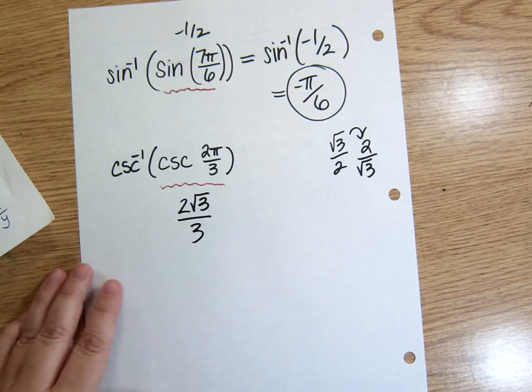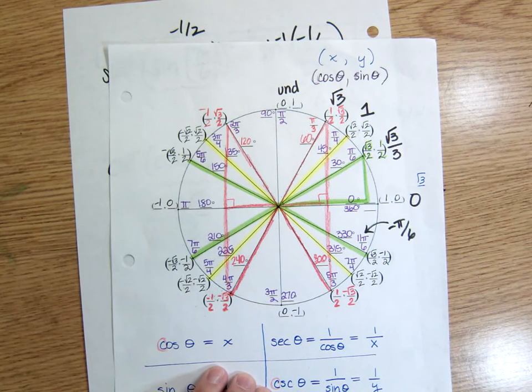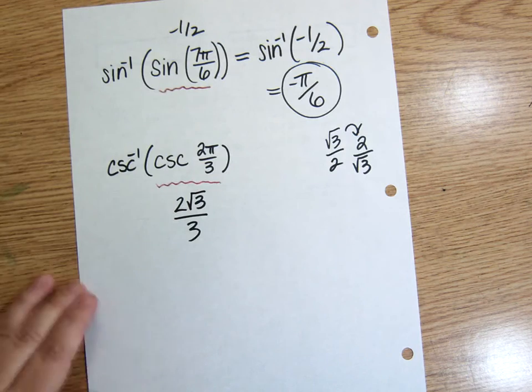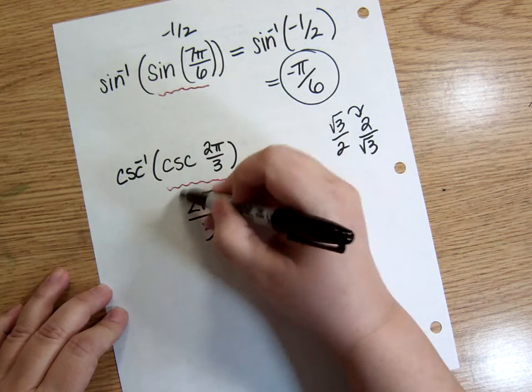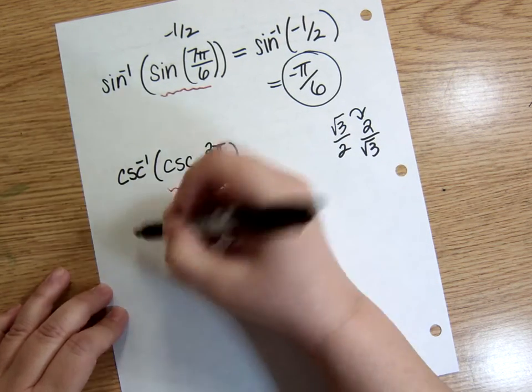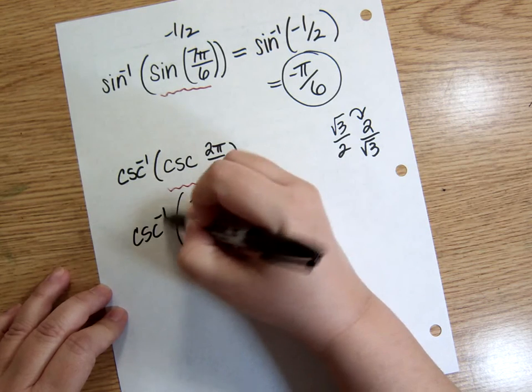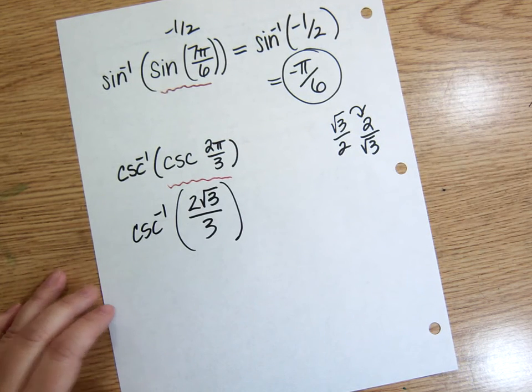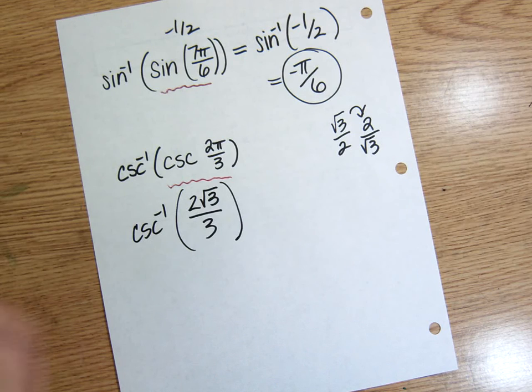Wait, why did we have to turn it over? Because cosecant is the reciprocal of sine. Cosecant's not on the unit circle, but sine is. So I take the sine and I flip it over. Okay? So then I have this. And I'm finding the inverse cosecant of that value. Where do we look for cosecant?